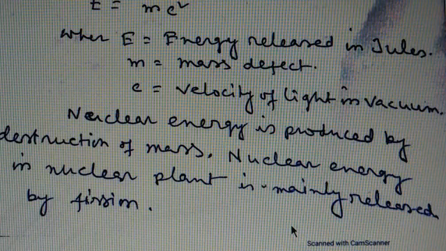Heavy atoms like uranium 235, plutonium 239, and plutonium 241 absorb a neutron and split into two or more lighter nuclei, releasing energy and some free neutrons. These neutrons may be absorbed by other fissile atoms and trigger further fission events, which release energy and more neutrons, and this process is continuous.